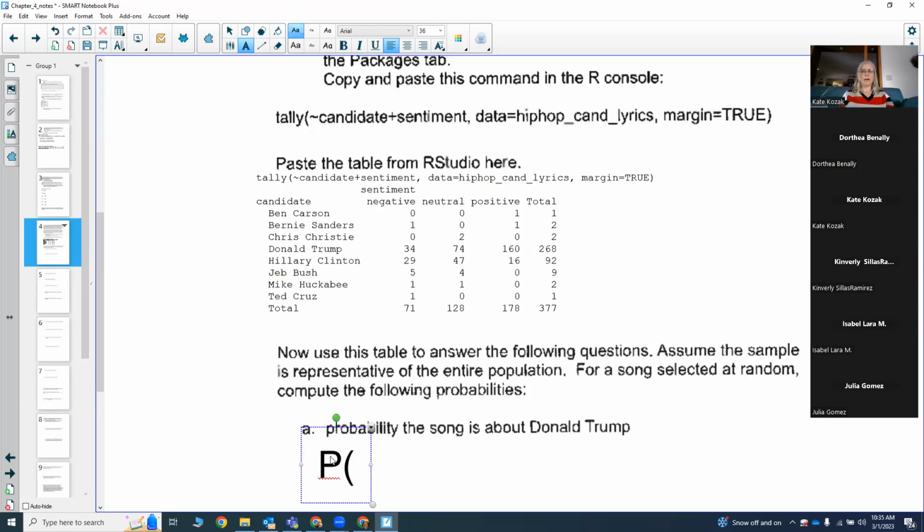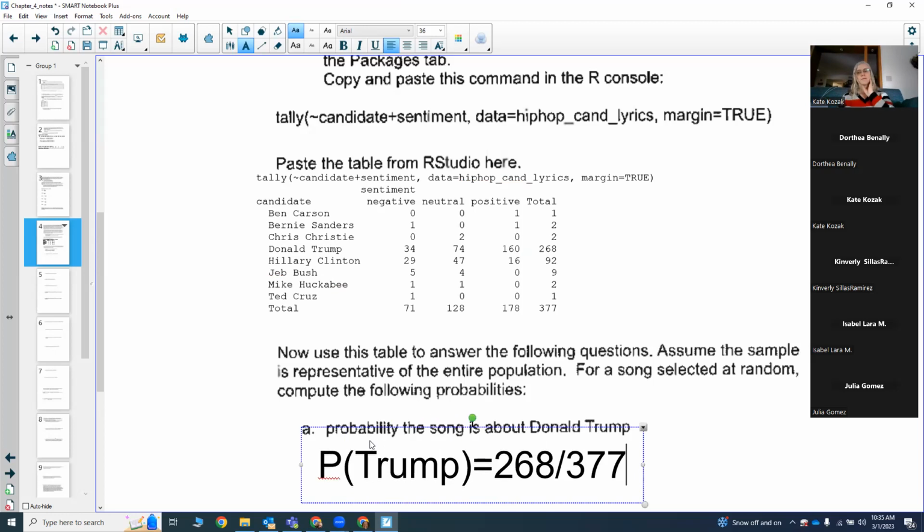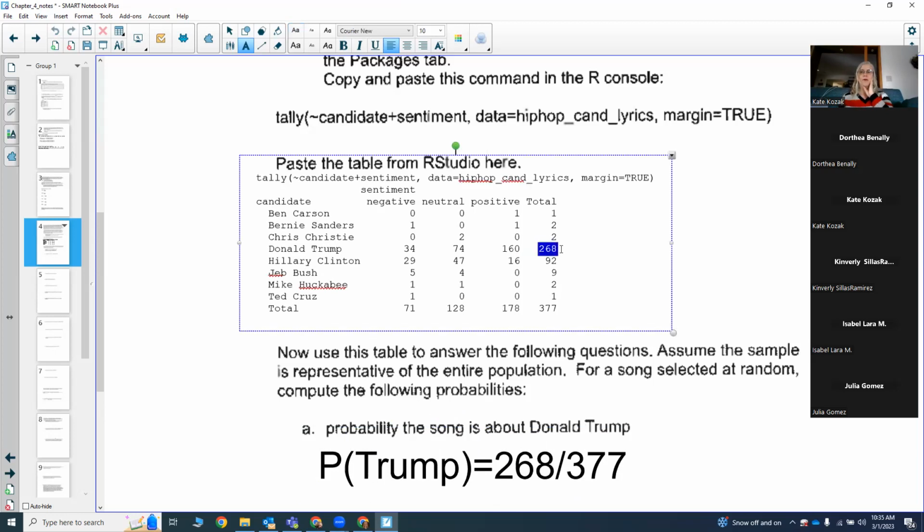So when I go to do this probability about Donald Trump, if I can type correctly, I see that we had 268 songs that were just about Donald Trump out of the 378 songs. So there's my probability, because that's all we have to do for probabilities: take this total for Donald Trump and divide by the total there was of all of the songs.